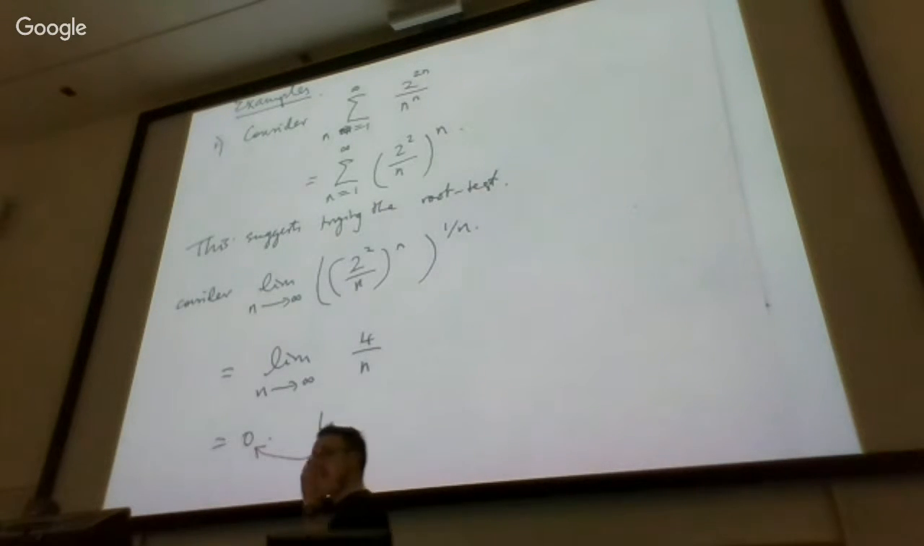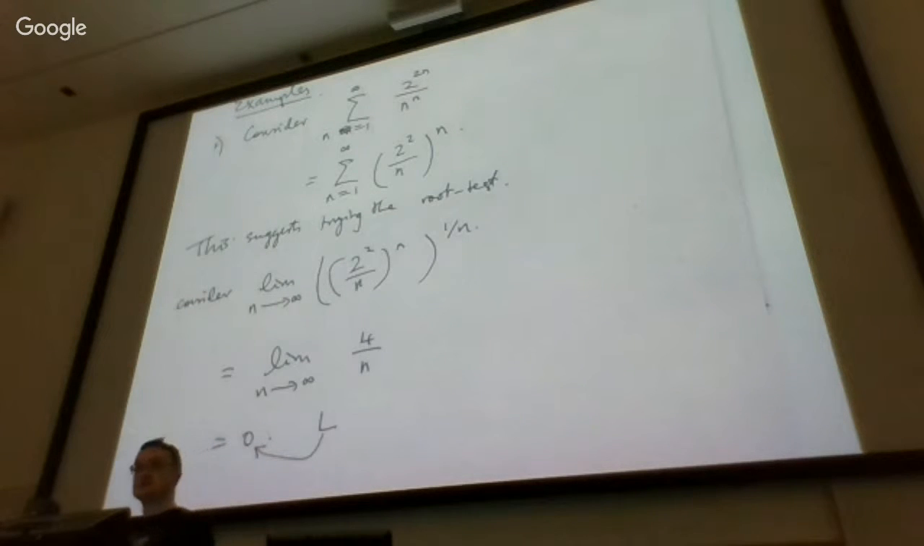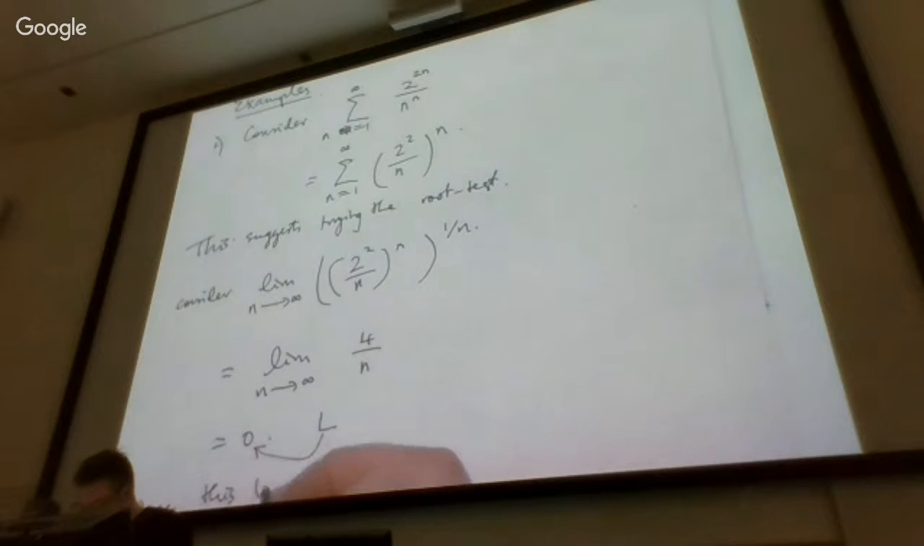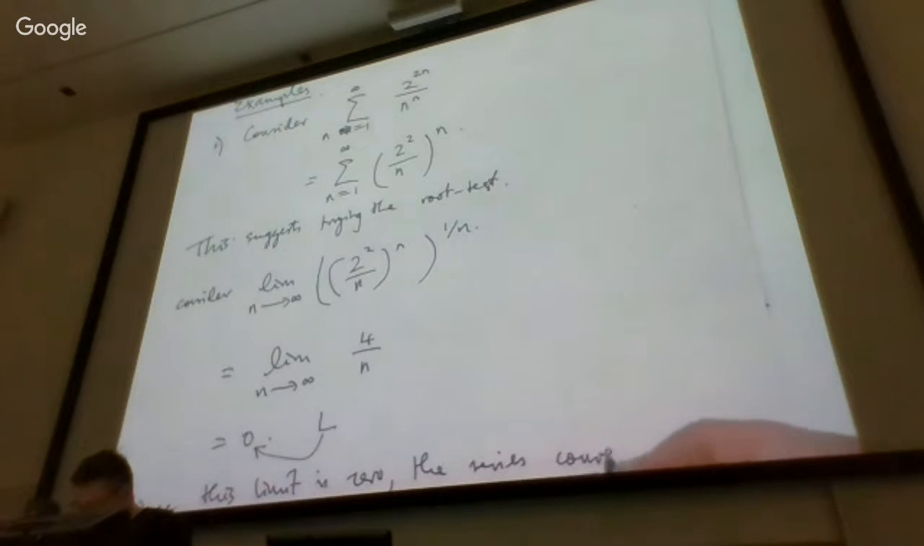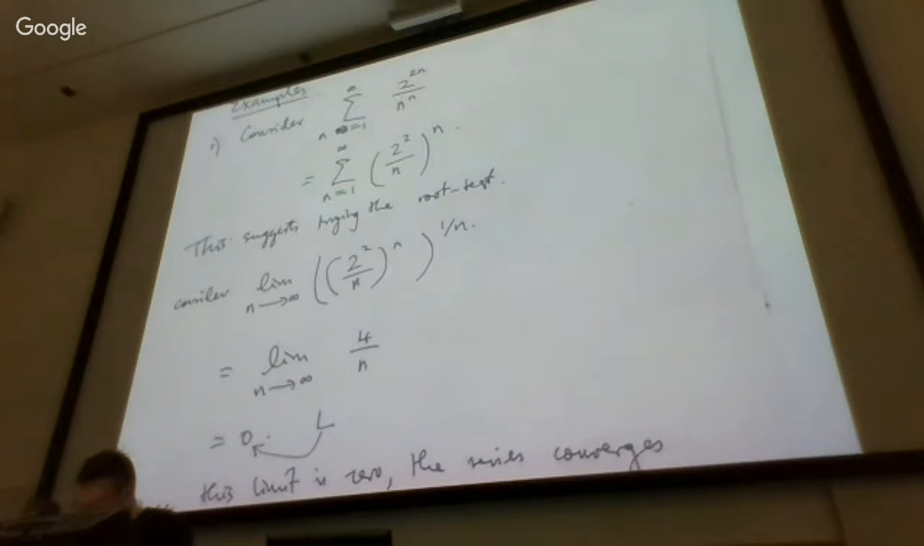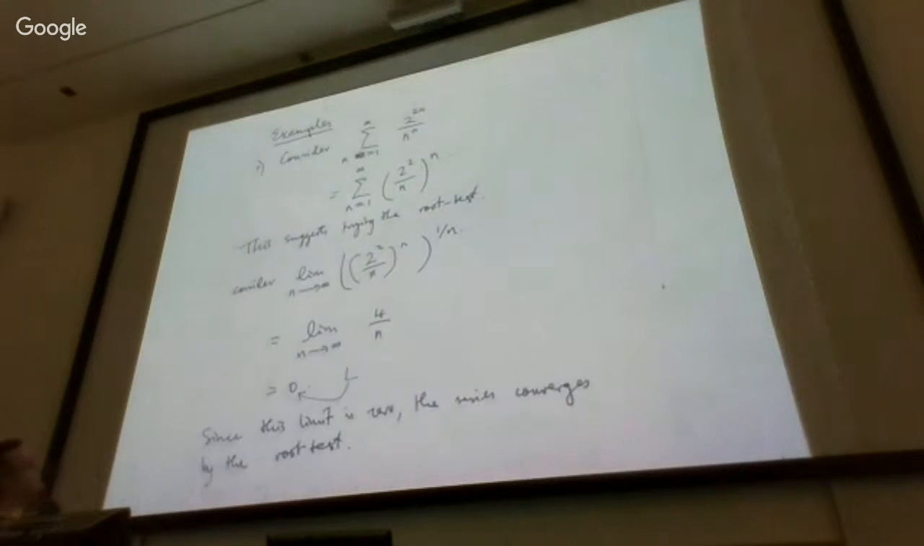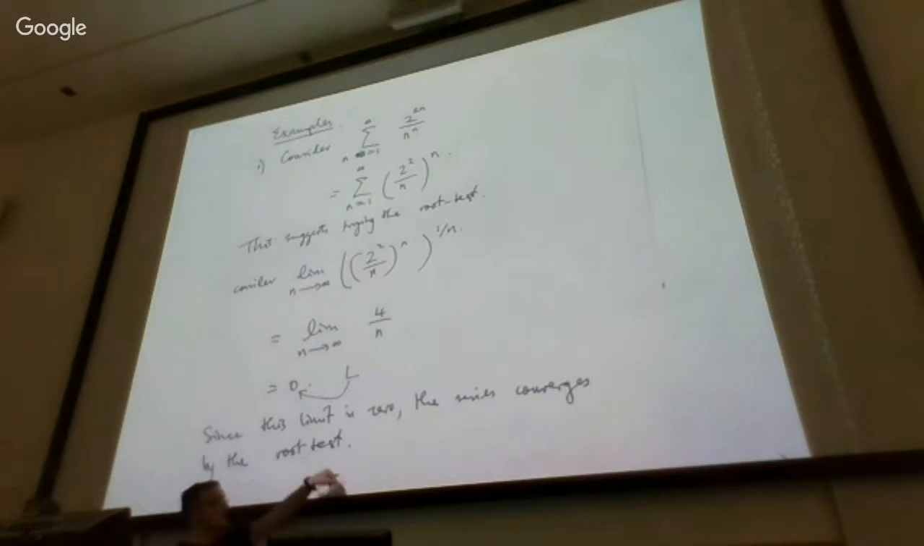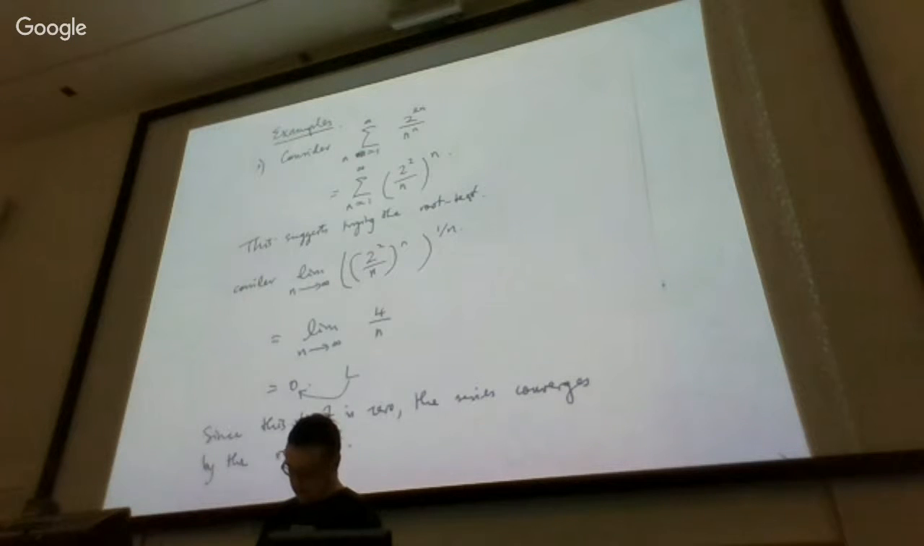L is equal to 0 in the statement of the test, so we can draw the conclusion. Since this limit is 0, the series converges by the root test. We always like to give a clear summary statement of the conclusion at the end. Since the limit we got is 0, the root test says that this converges.